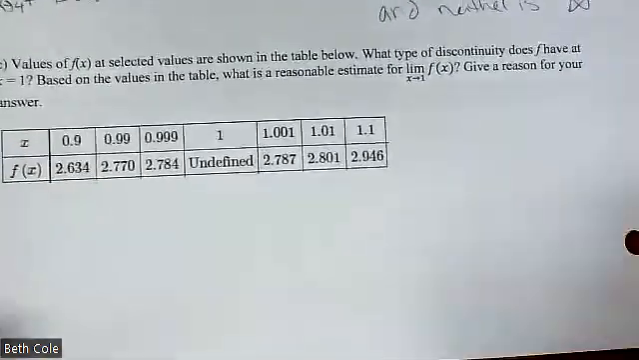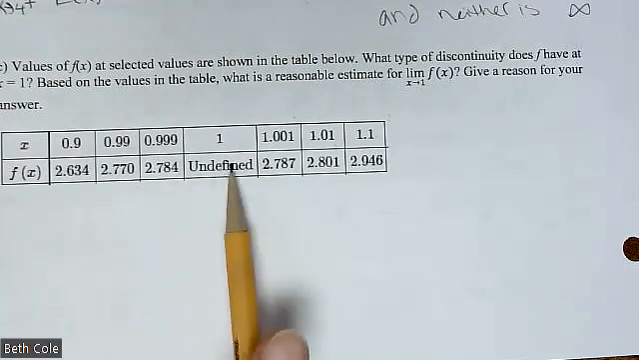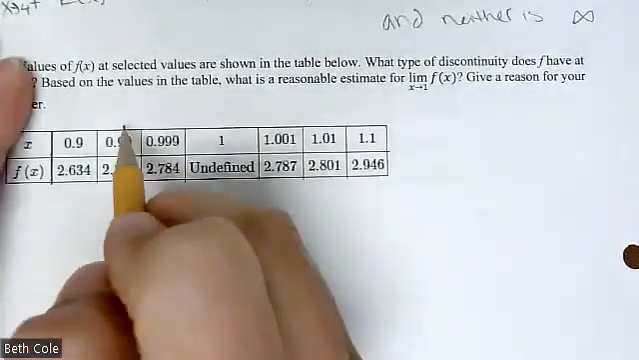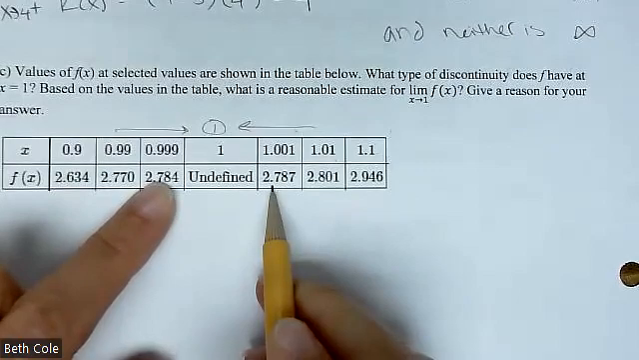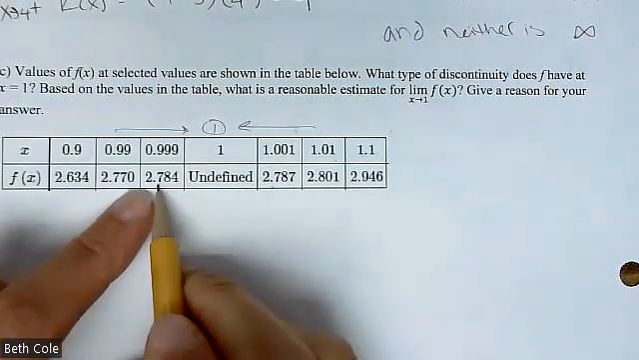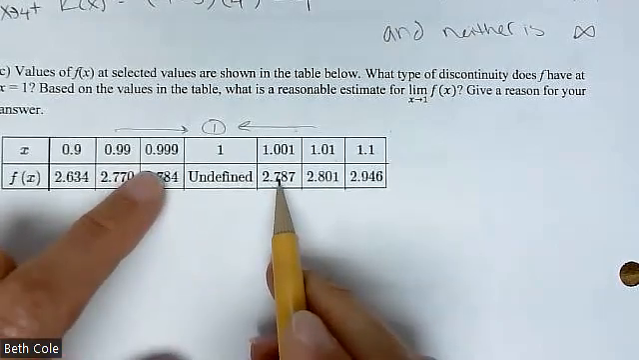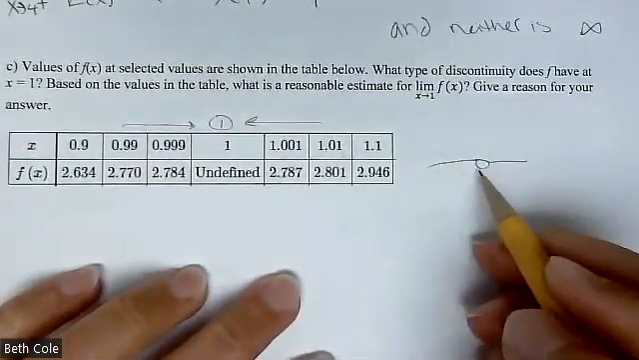All right, last one. Values of f of x selected are in a table. What type of discontinuity does f have at 1? So we can see it's undefined. It's going to be discontinuous. Based on the values in the table, what is a reasonable estimate? So we're looking for removable or non-removable here. So what do you think? As we approach 1, what's happening with these values? They're going to 3. They're going to something around 2.7, but the point is, are they headed the same place? Yes. So both sides are headed to the same place, but we've got a hole there.